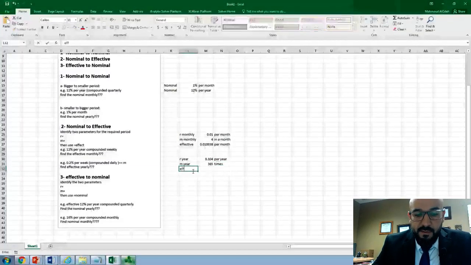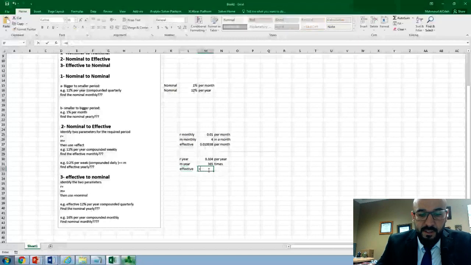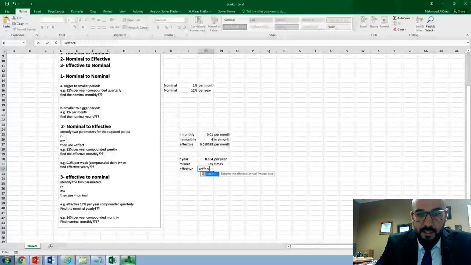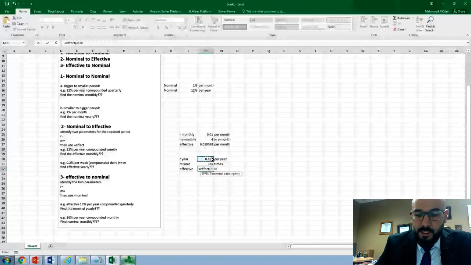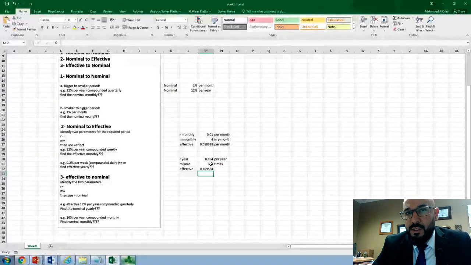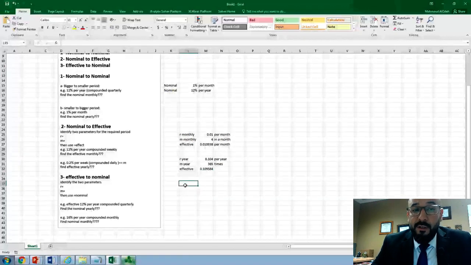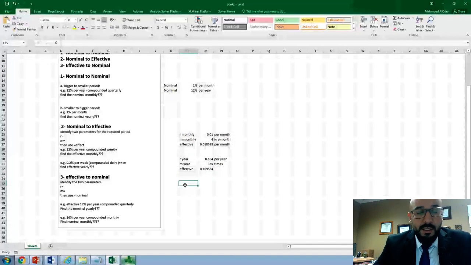Now let's find the effective using the function effect. Effect, open parentheses, we select this cell, comma, 365, the other cell, and that would give you 10.95. 10.95 interest rate. Now the third case where we have to convert from effective to nominal. There are some people that use the equation, but there is a function here we're going to use called the nominal. Okay, so first of all, we need to identify the R and the M, and this will help us to find the nominal interest rate.